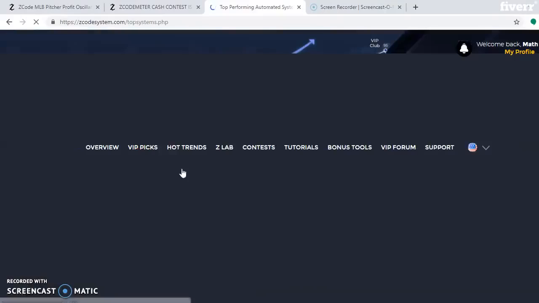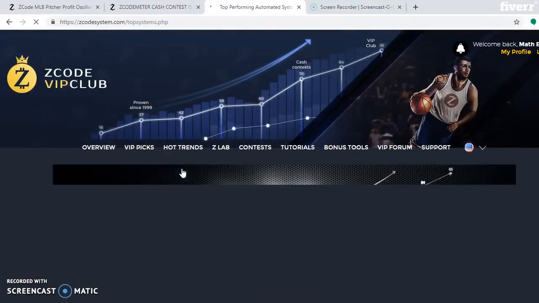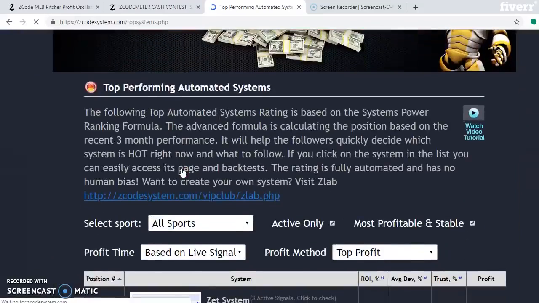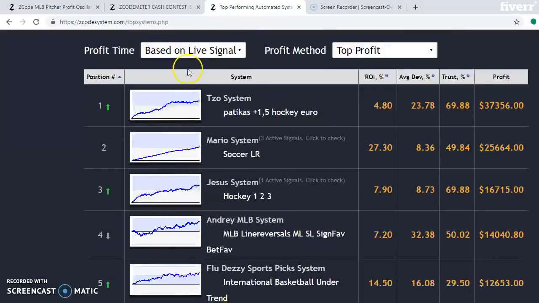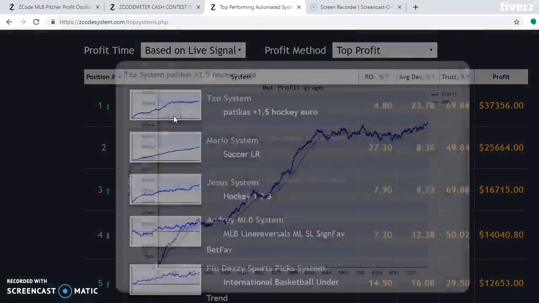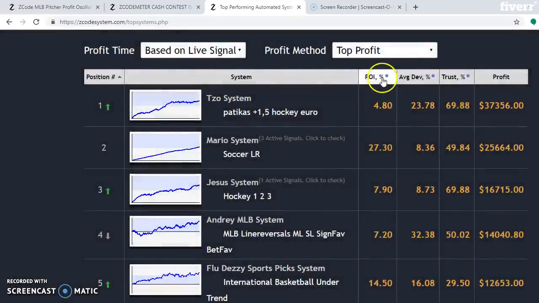If you go to the top automated systems, you can just scroll down through the list here and go to the ones that perform the best. You can select all sports, you can select baseball, whichever one you want, and then just click on this and you will see how this works here. You can see the net profit graph. You can see how they perform here. This is the return on investment, average squared deviation, trust percent, and the most important thing for most people is here, this profit number. Take a look at these. This will help you as well.